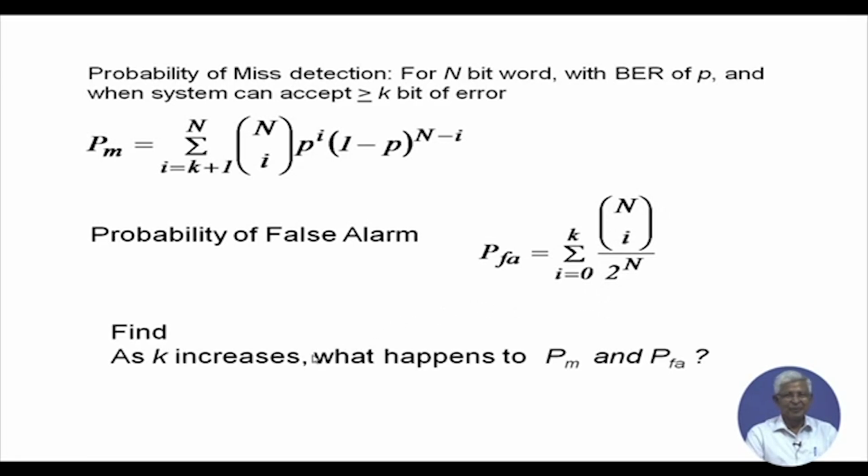Now, I give you a problem, you solve it. As k increases, that is, as your tolerance of error increases, what will happen to the probability of misdetection and the probability of false alarm? Will they increase or decrease? I repeat, when the tolerance of error increases, k increases, what will happen? Will P_M increase or decrease, and will P_FA, the probability of false alarm, increase or decrease? The problem is left to you.